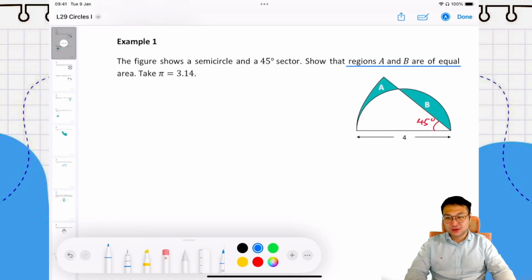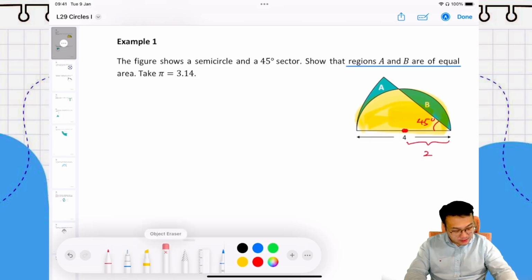Okay? So, firstly, we can just find the area of a semicircle. Where's the radius though? Everyone look at this semicircle. Where is the center of the circle? This is the center of the circle. So what is the radius? The radius must be 2, right? Okay? Show that the regions A and B are equal.